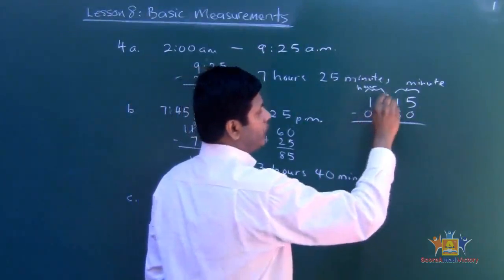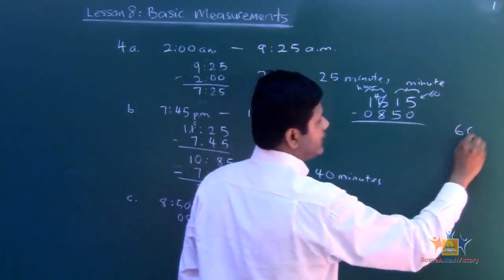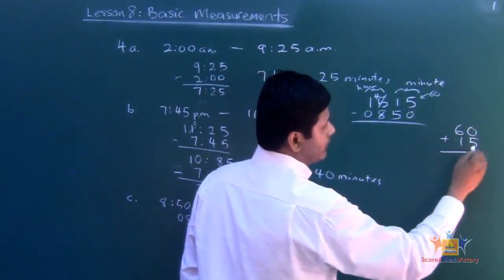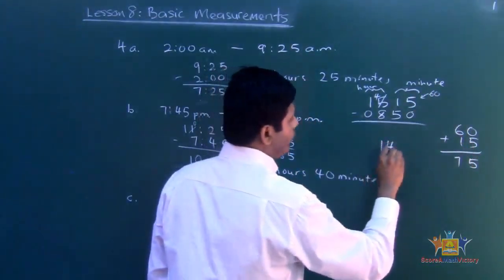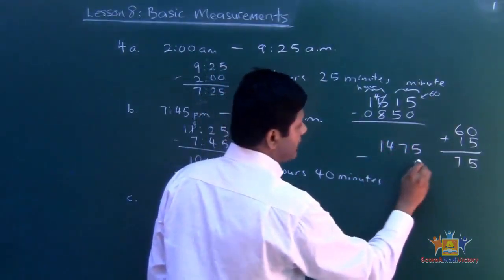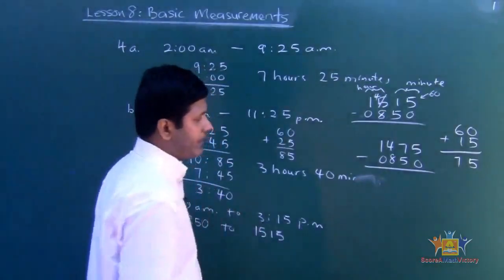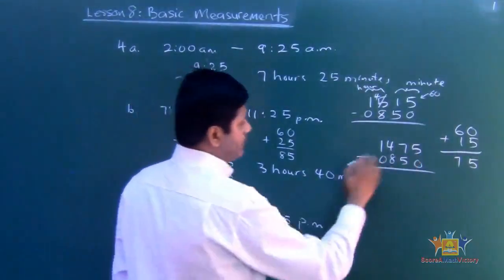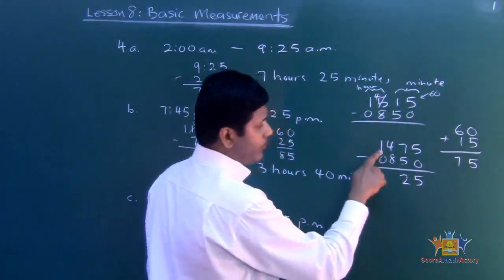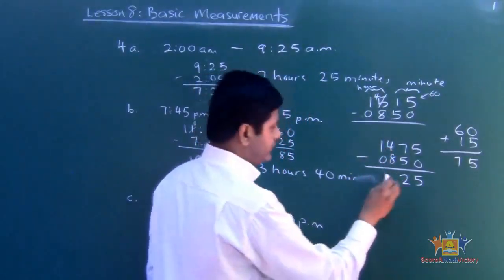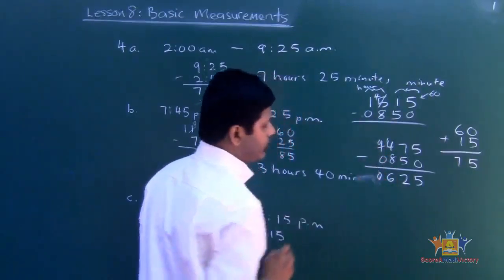So this one will become 4, and you're adding 60 to this one. So we can take 60 plus 15, 0 plus 5 is 5, 6 plus 1 is 7. So I'm going to rewrite this one as 1475 minus 0850. Alright, we're lining up. So now we're going to subtract. 5 minus 0 is 5, 7 minus 5 is 2, 4 minus 8, I cannot, so borrow from 1, it becomes 14 minus 8 is 6. And then 0 minus 0 is 0.